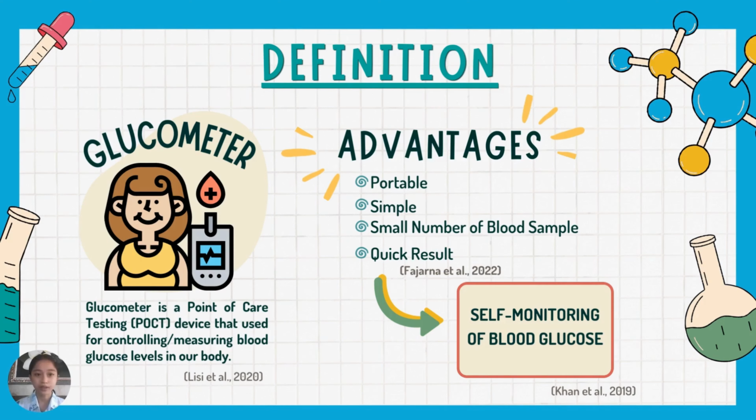With all of these advantages, glucometer can help us do self-monitoring of blood glucose. This is really important for patients with diabetes, who must control their blood glucose level to prevent hyperglycemia and avoid complications. Glucometer is also useful for other people to detect changes in blood glucose level. That's all of my part. Next slide.